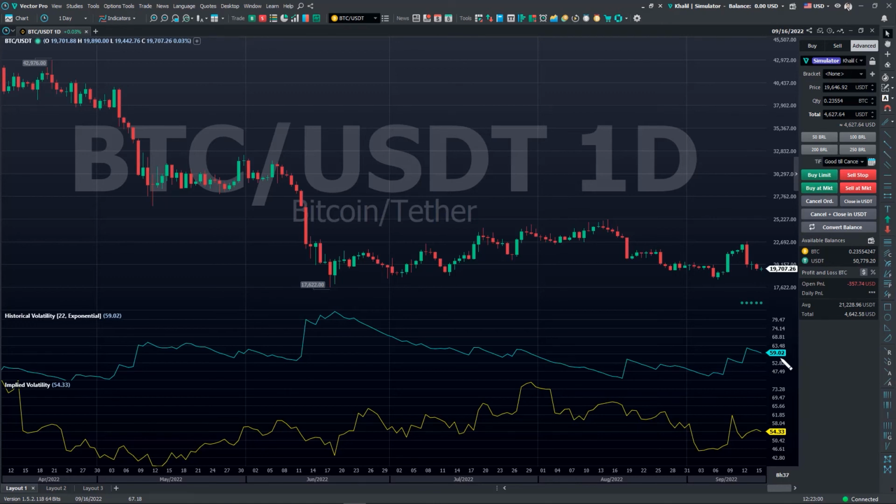But it is important to highlight that each crypto asset has a different historical volatility, right? So you can't use the data about one asset to analyze another one. I hope that you can now understand how these indicators work.